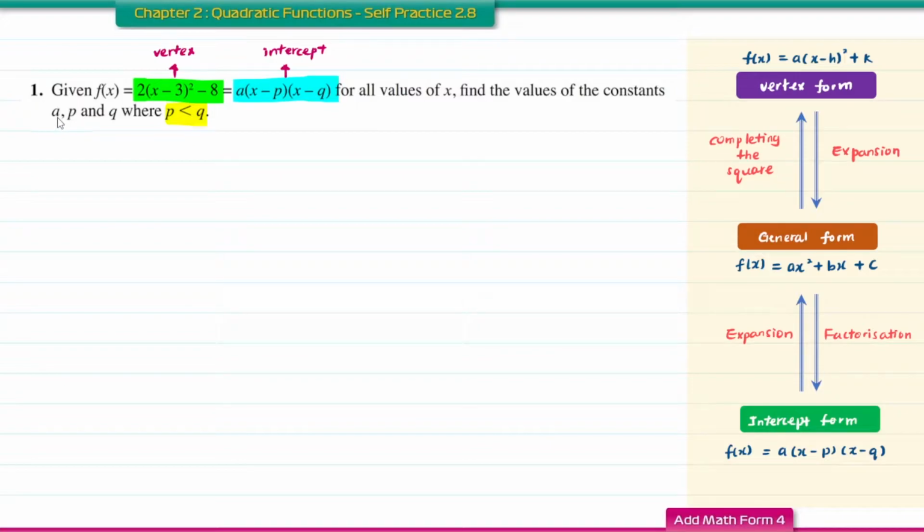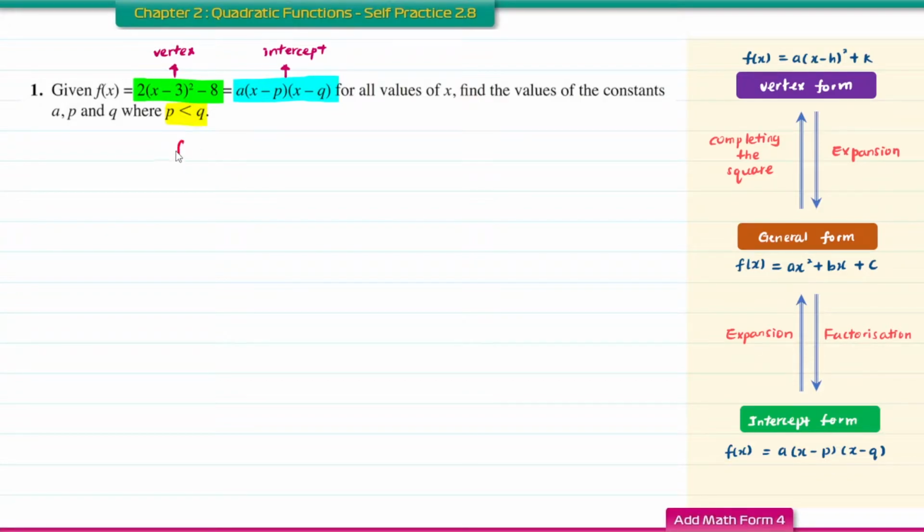So to find the value of a, p, and q, we're going to change the vertex form to intercept form and do the comparison. So the vertex form, you need to change it to general form first by using the expansions. Then later on, you're going to factorize the general form to find the intercept form.